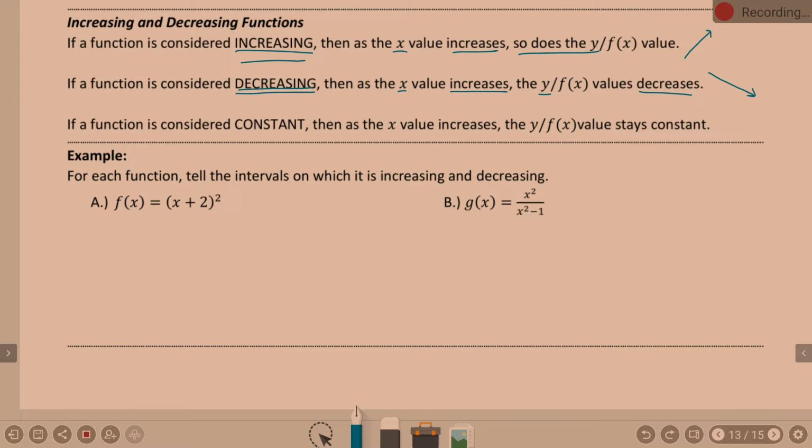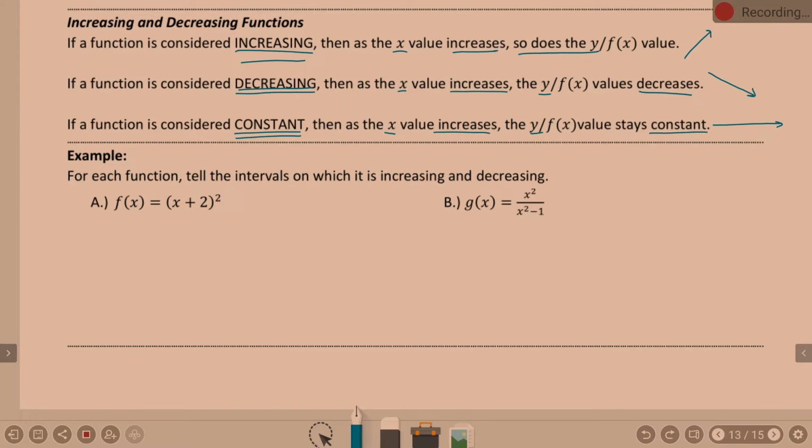A function is considered constant if as the x values increase, so again, as I move across the page to the right, the y values stay constant. And so the y values stay constant as we move across the page to the right, I'm going neither up nor down, I'm just staying constant. Okay? So that's a little bit about the vocabulary: increasing, decreasing, and constant. I will say most of the time we're going to talk increasing and decreasing. It's rare that they actually do anything with constant, but that would be a horizontal section of a graph.